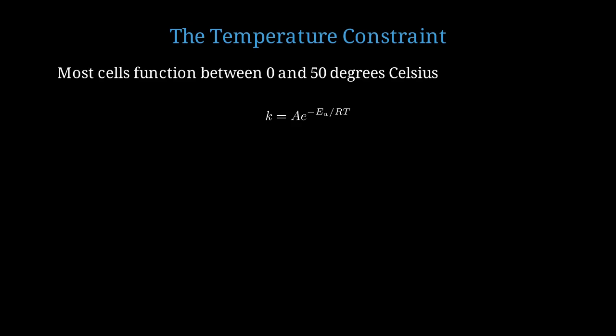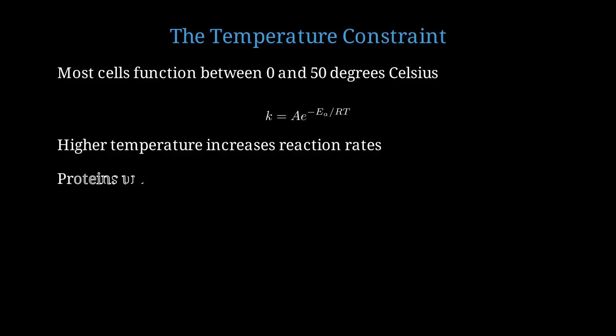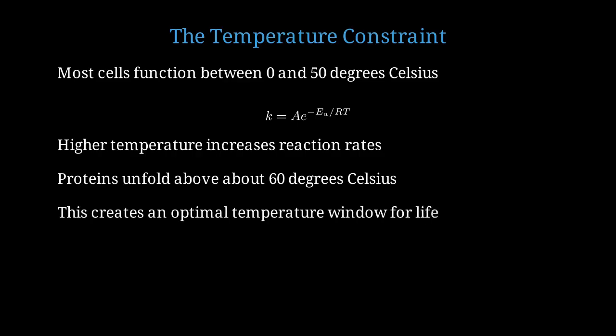and T is temperature. Higher temperatures increase reaction rates exponentially, but there's a problem. Proteins denature at high temperatures. Most proteins lose their structure and stop functioning above about 60 degrees Celsius. This is why cooking an egg makes it solid. The proteins denature.